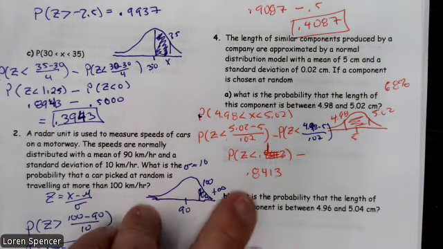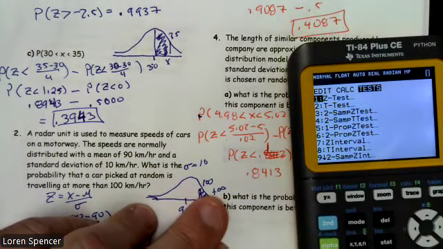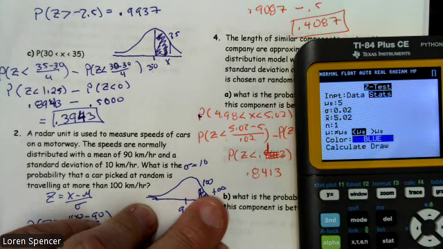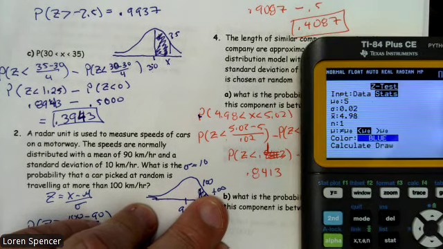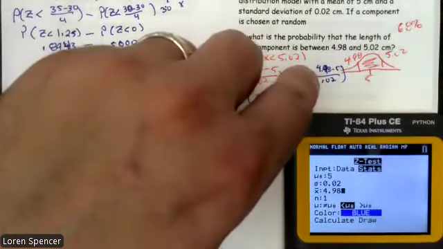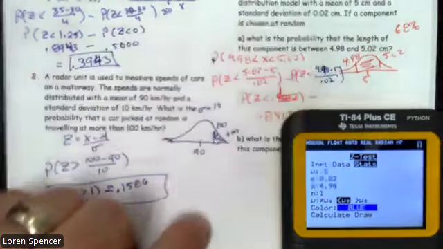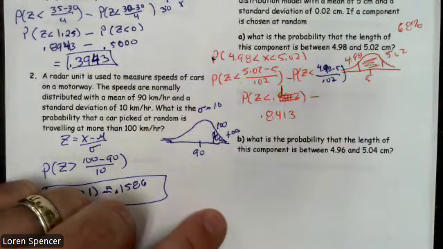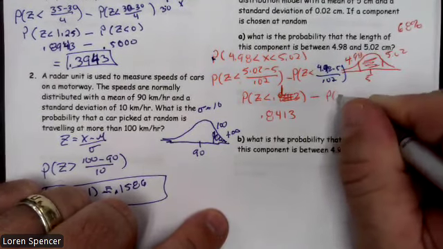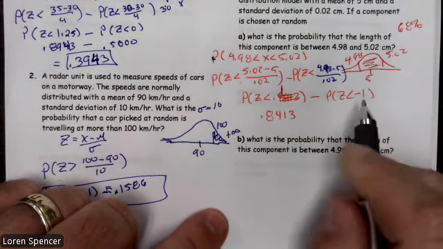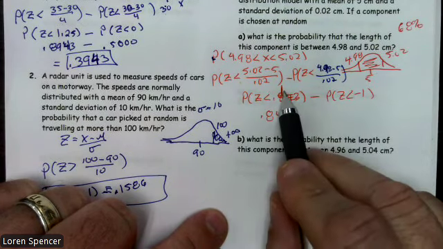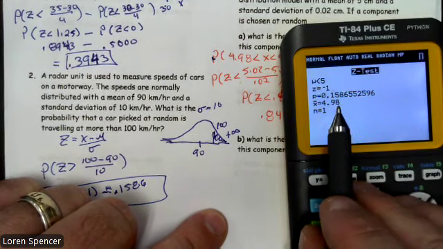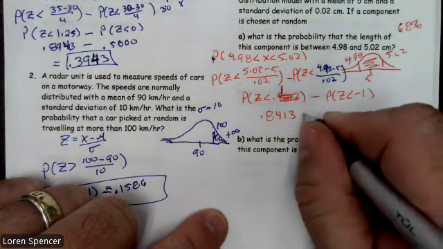All right, now we need to do the other side. STAT TESTS, Z-Test, and we're changing that 5.02 to the 4.98. I know that doesn't read 4.98, but that's what it's supposed to be, 4.98 right there. And we end up getting a negative 1. So the probability that Z is less than negative 1. So there's that plus or minus 1 that I was talking about. There's the plus 1, there's the minus 1. And we end up getting 0.1586.